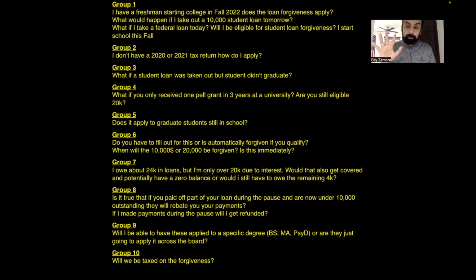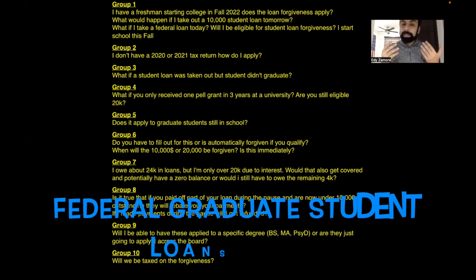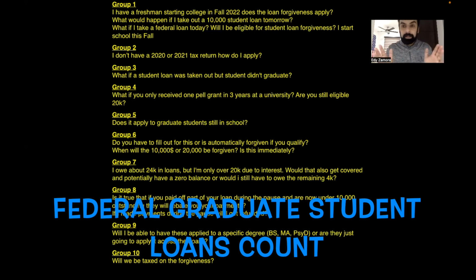Now let's talk about group number 5 questions that came in. Does this apply to graduate students? And the answer is yes. Let's say you didn't take any federal direct loans as an undergrad. You didn't take the $5,500 for freshman year or the $6,500 for sophomore year or the $7,500 for junior or senior year. And when you started grad school, you elected to take the $20,500 of grad school loans you were eligible for every year.